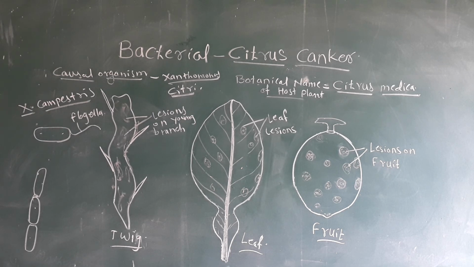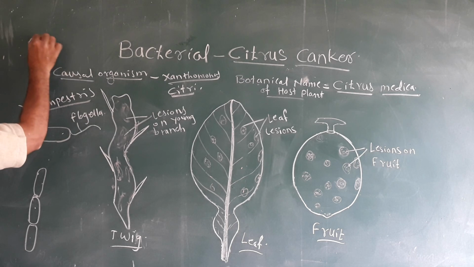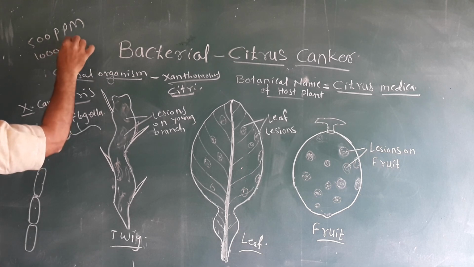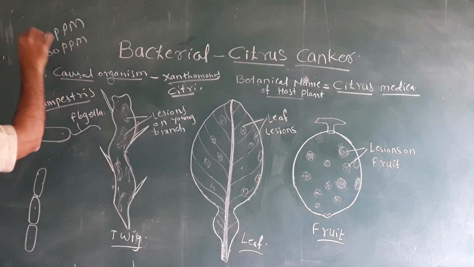protect the fruits. After the development of the fruits up to 3 months, Bordeaux mixture can occasionally be used to control this disease up to 3 months of the development of the fruits. Then spraying of antibiotics, like streptomycin, can also be done at the rate of 500 to 1000 ppm. ppm means parts per million.